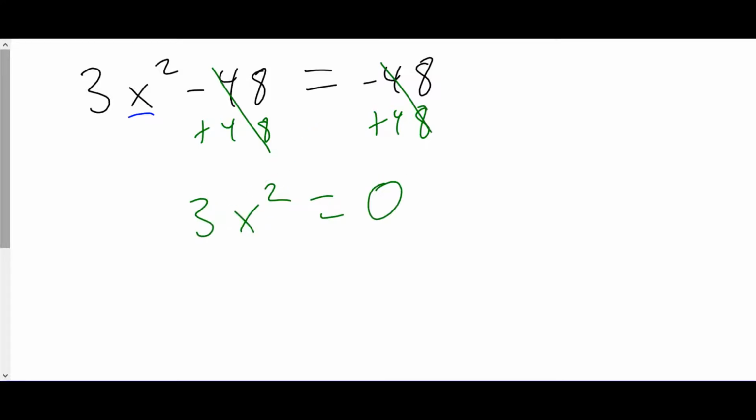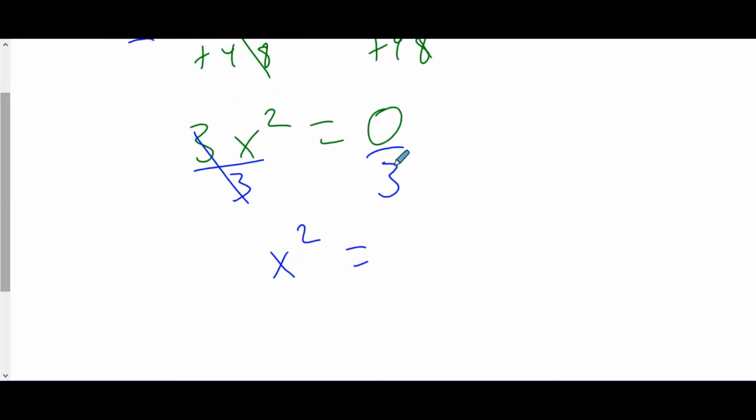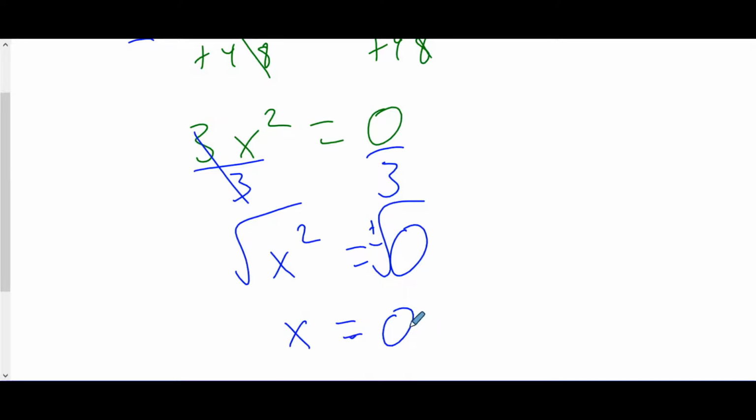Next, I need to get rid of that 3. Now that I have the x squared term by itself, I just want to get x squared. So I would divide both sides by 3, and I get x squared equals 0 divided by 3 is 0. Now I can take the square root of both sides, and I get x equals, now while I do put a plus or minus, the square root of 0 is just 0, and there's no such thing as a negative 0. So in this case, there's only one solution. It's just 0.